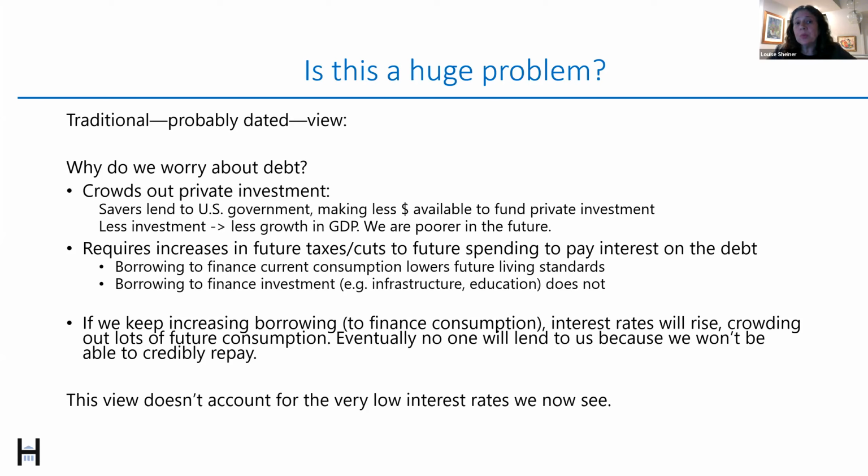So in this traditional view, first of all, you crowd out private investment, and that's bad for growth. And then also you're going to have this debt, and you're going to have to pay interest on the debt. And the way to do that is you're going to either have to cut spending or raise taxes to pay interest on the debt. So that means borrowing to finance, particularly current consumption, lowers future living standards.